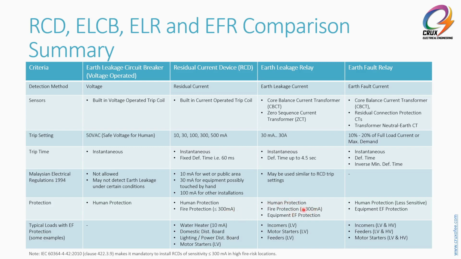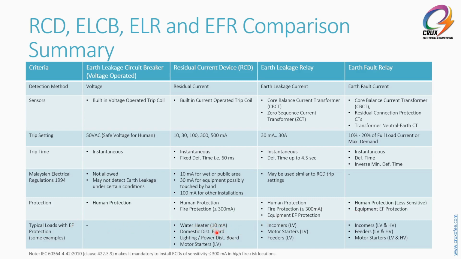For earth leakage relay, it depends because the range is from 30 milliamps up to 30 amps. Low leakage current up to 300 milliamps is for human protection and fire protection, and the rest is basically for equipment protection. Earth fault relay is mainly for equipment protection. Human protection, not really, but it will still trip when somebody touches any live part.